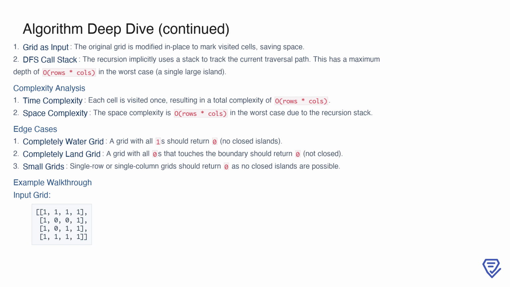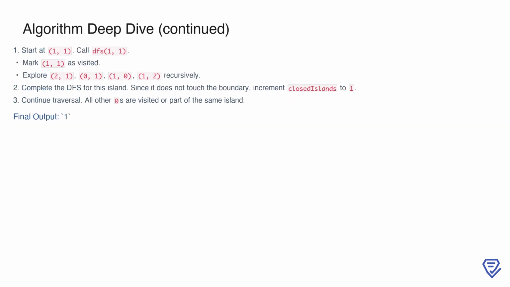To better understand the algorithm, let's look at an example grid where the inner cells represent a single closed island. In the example grid provided, we begin our traversal at cell 1, 1, which is a 0. We call the DFS function starting from this cell. During the DFS, we mark 1, 1 as visited by changing it to 1, and then explore its neighbors in all 4 directions. For instance, we move to 2, 1, 1, 2, and so on, recursively applying the same logic.